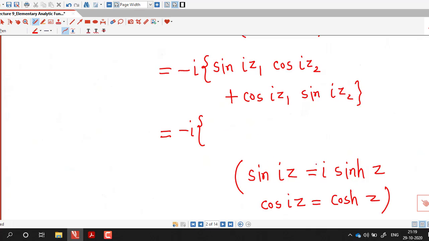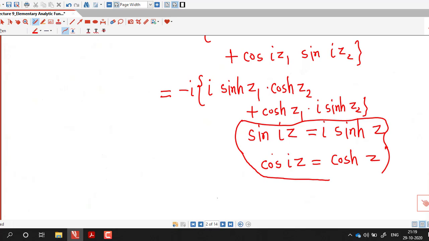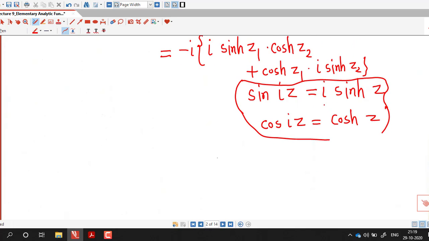So we use these properties. Sine iz is i sine hyperbolic z. So sine iz1 is i sine hyperbolic z1. Cos iz2 will be cos hyperbolic z2 plus cos iz1 is cos hyperbolic z1, and sine iz2 is i sine hyperbolic z2. Okay, so using this we are able to write in this form.